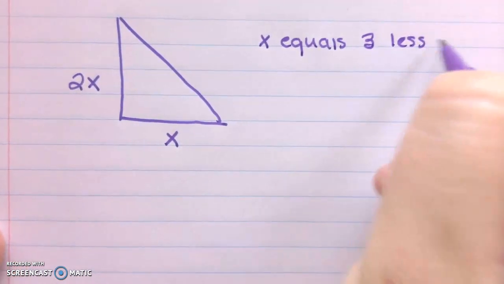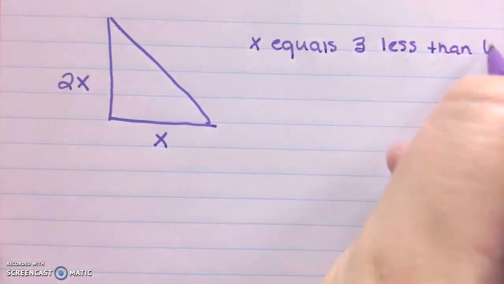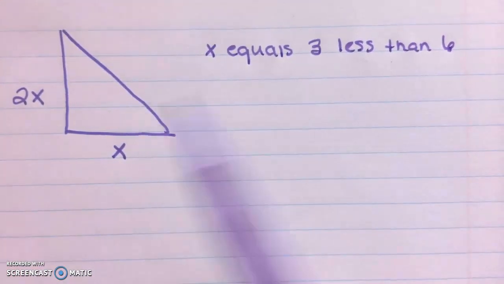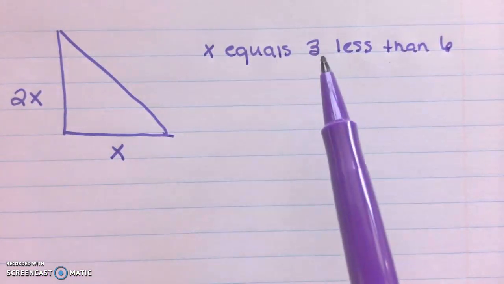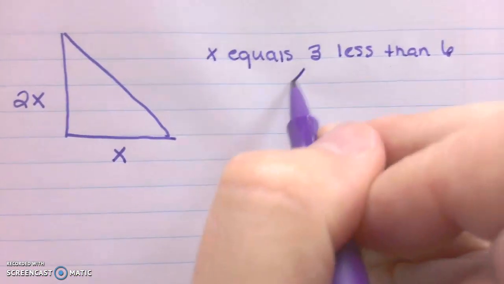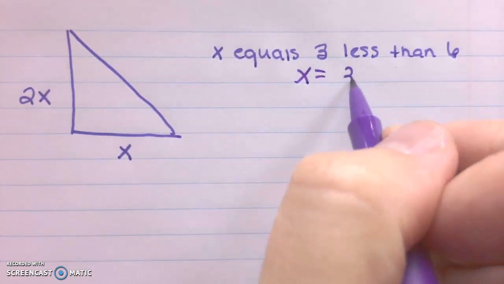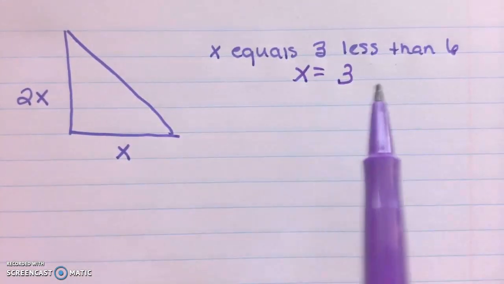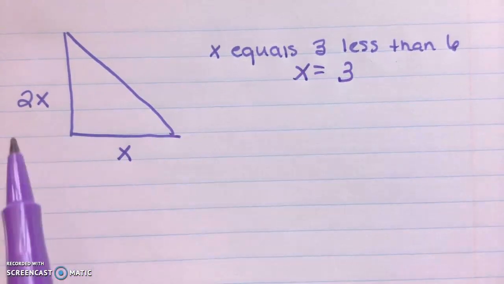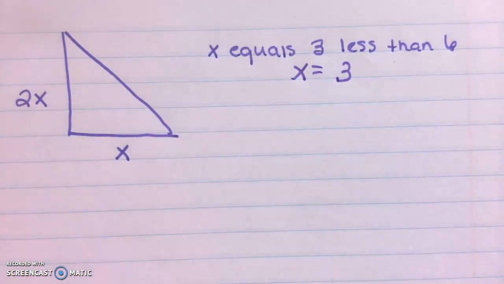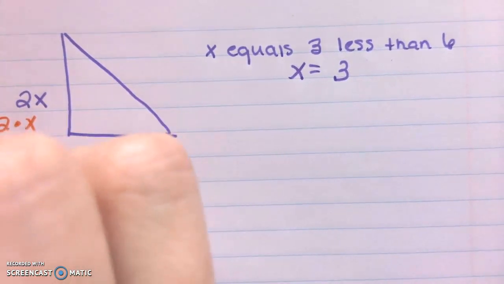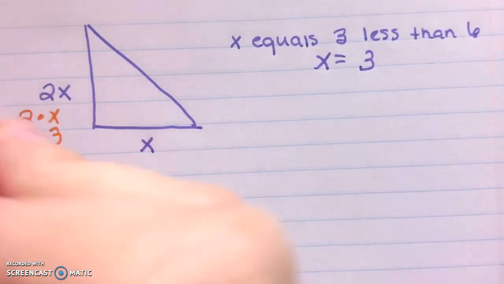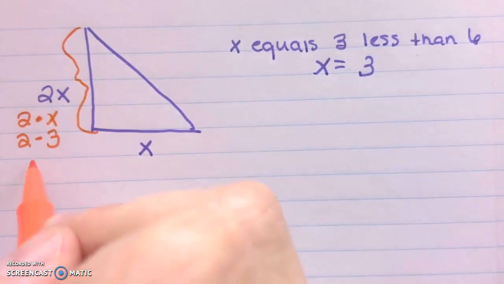3 less than 6. It says we need to do the area, but I don't know these sides, but it says that x equals 3 less than 6. So 3 less than 6 is 3. So x is 3. So over here, because this is 2 times x, this is technically 2 times 3. And so this whole side is 6.